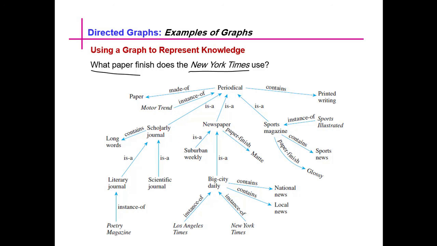So these are some pages from the New York Times, and we see here what they are containing. A periodical contains printed writing, and Sports Magazine is a periodical, and Sports Illustrated is an instance of Sports Magazine, and Sports Magazine contains sports news, and Sports Magazine paper finish is glossy. So these are some paper finishes used in the New York Times.